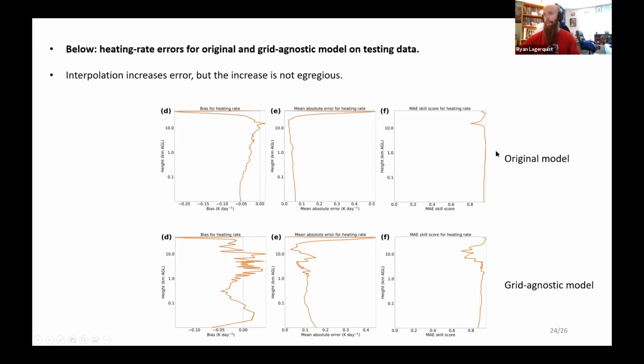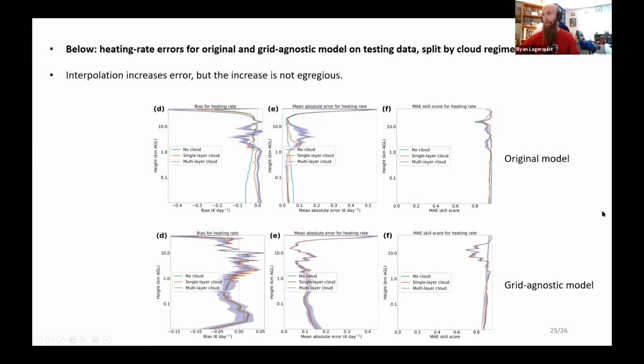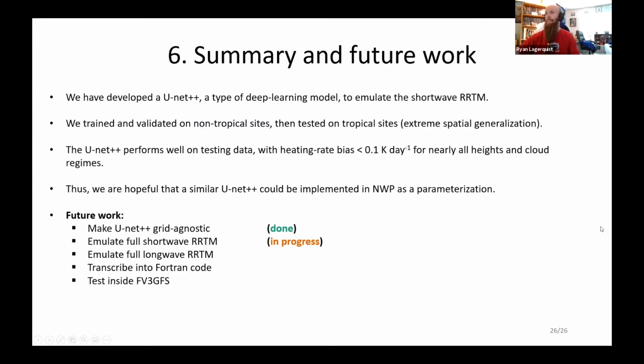So on the top, you're seeing the errors for the original model. On the bottom, you're seeing the errors for the grid agnostic model. The errors for the grid agnostic model are a little bit higher because the grid agnostic model includes 2 interpolation routines. And interpolation increases error somewhat, but not egregiously. And you'll notice that the absolute bias for heating rate remains below 0.1 kelvins per day at almost every single height, except that one in the upper stratosphere where ozone absorption is a big thing.